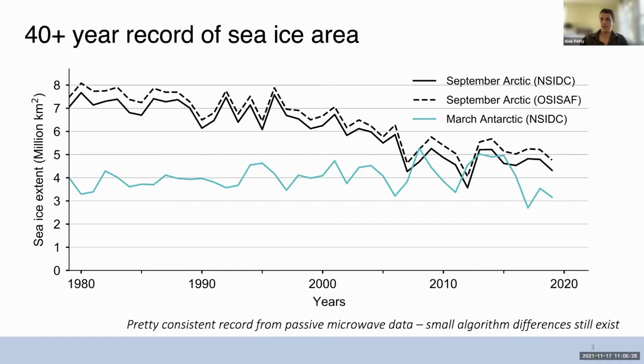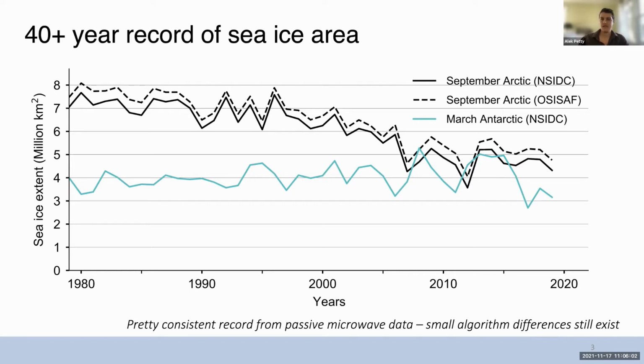You're all very familiar with this graph, I'm sure. This is the 40+ year record of sea ice area across the Arctic in black and the Antarctic in teal, using Walt and others' NSIDC-derived CDR product in the solid lines, and then the OCSAC in dashed. This is the sea ice extent at the end of summer for both hemispheres. So we see that halving of sea ice extent in the Arctic, and then the more interesting slight increase and then radical decrease in recent years for the Antarctic.